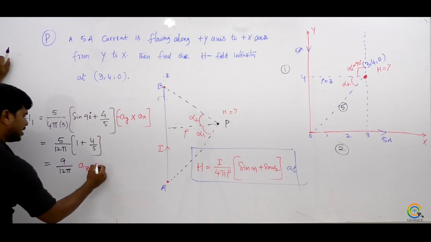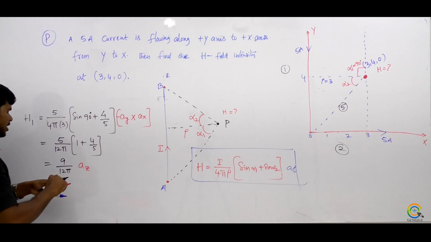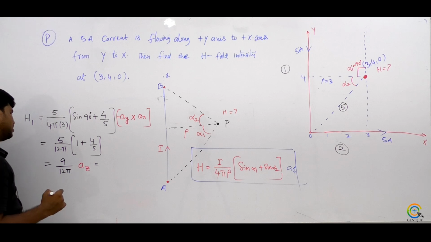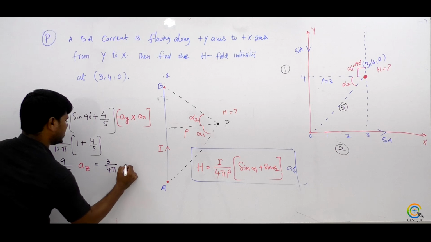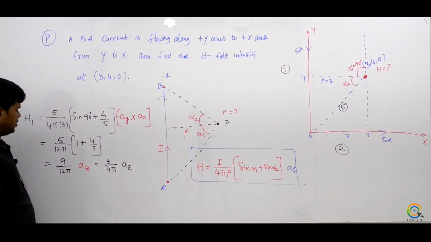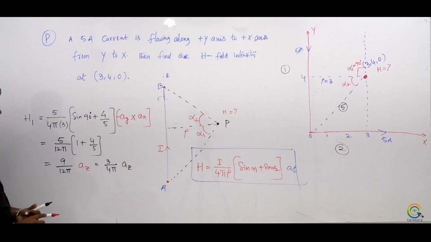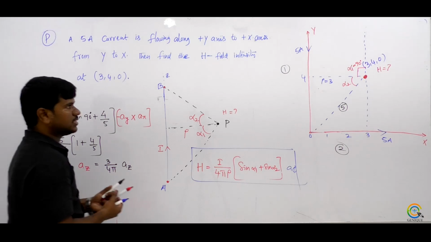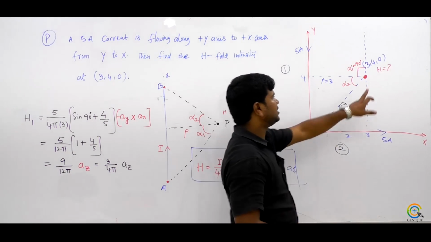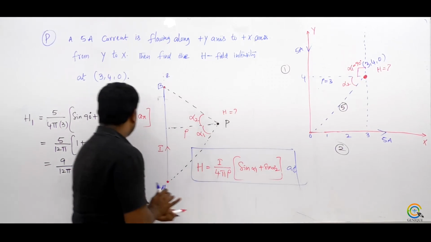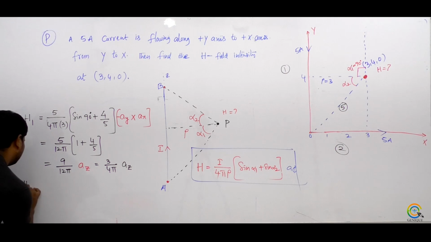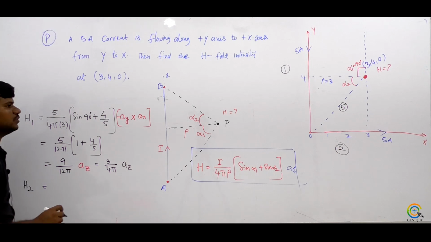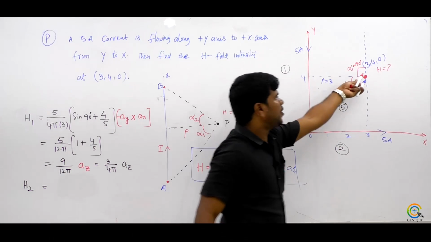Okay. So you can simplify this. 9 divided by 12 means it is 3 divided by 4 pi AZ. Okay, 3 divided by 4 pi AZ. So this is the magnetic field intensity at this point. Now, what will be the magnetic field intensity due to this line at this point?